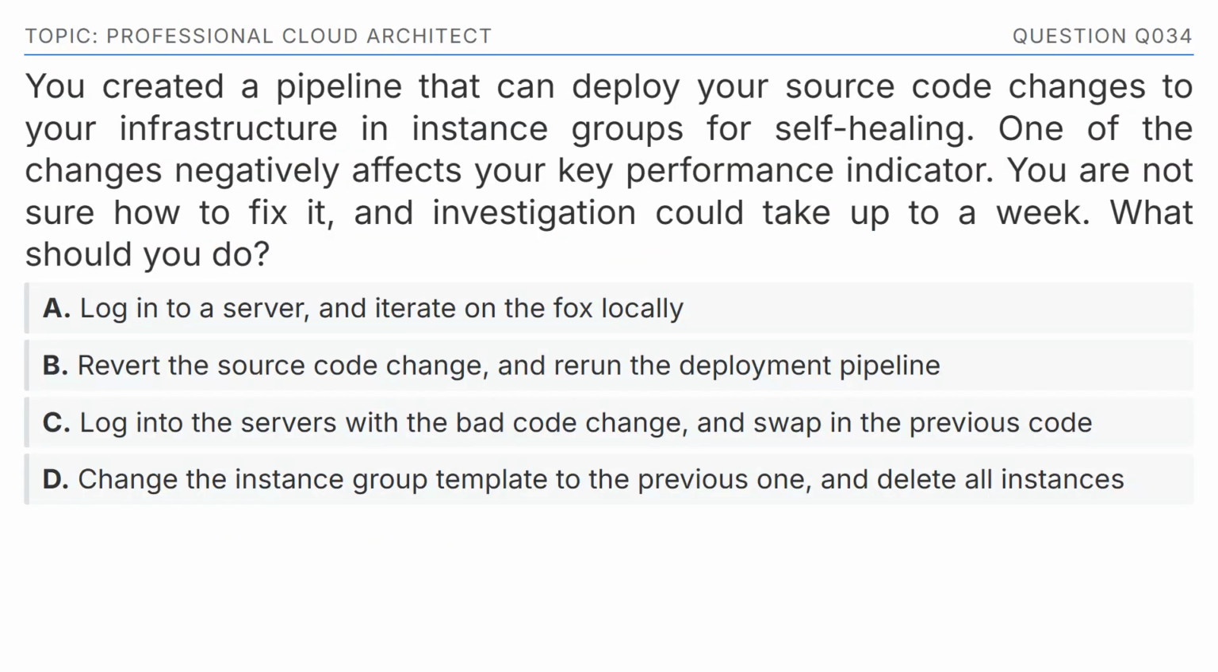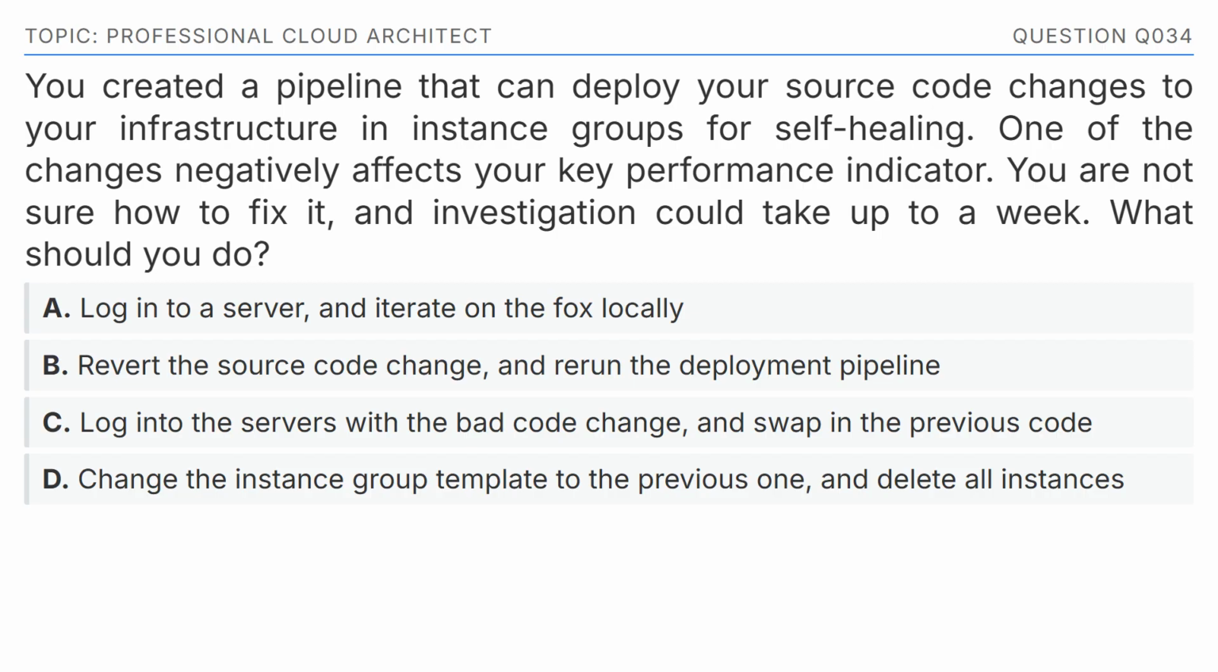You created a pipeline that can deploy your source code changes to your infrastructure in instance groups for self-healing. One of the changes negatively affects your key performance indicator. You are not sure how to fix it, and investigation could take up to a week.